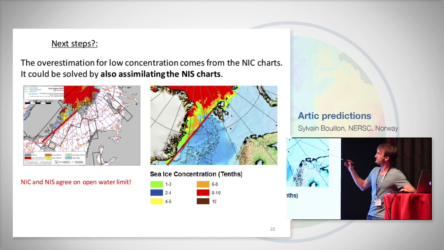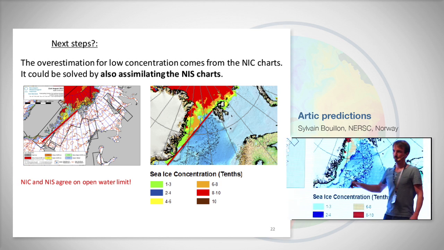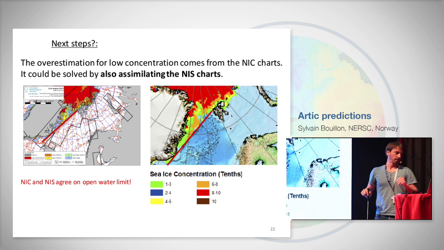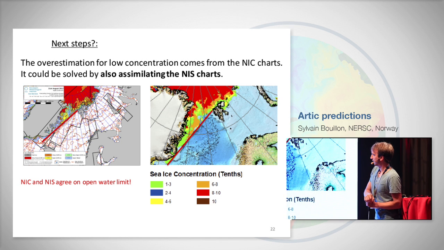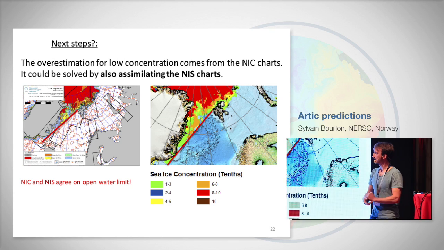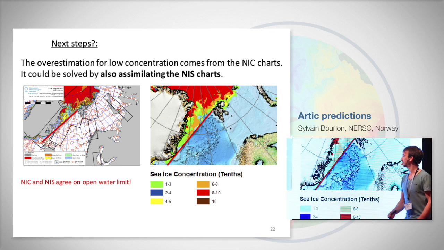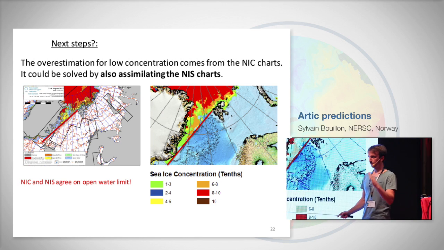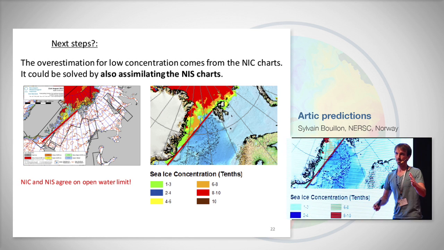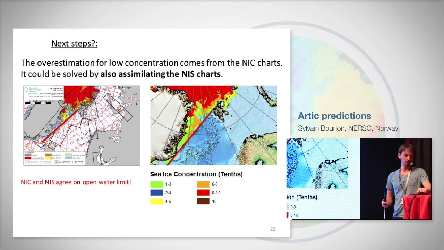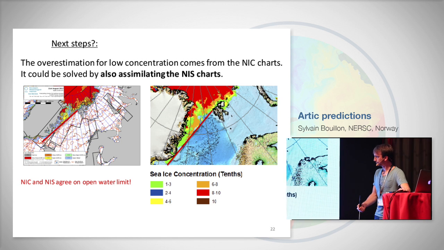And we can easily solve that by also assimilating the Norwegian ice chart in the system when they are available, so only during weekdays. The weekend, it's free time for Norwegians. What is good, though, is that both systems, the ice chart from NIS and NIC, both agree on the position of the open water limit. That's the limit you should not cross if you have a non-ice class vessel. Both of them agree on that, and that's very important for many people.